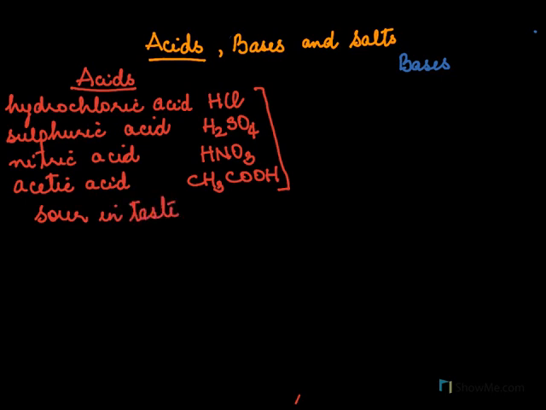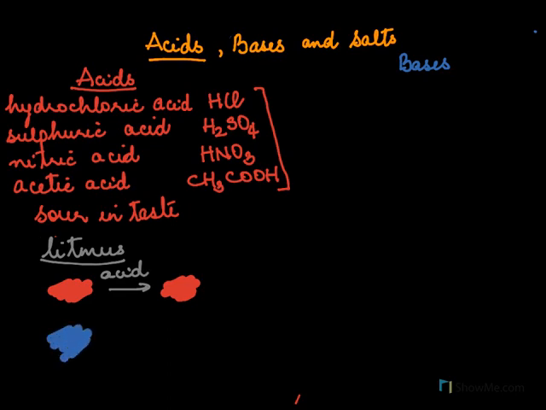And there's another thing, they turn blue litmus red. The red litmus will remain red in the presence of an acid. However, blue litmus will turn red in the presence of an acid. So the red litmus stays red, while the blue litmus turns red in the presence of an acid.